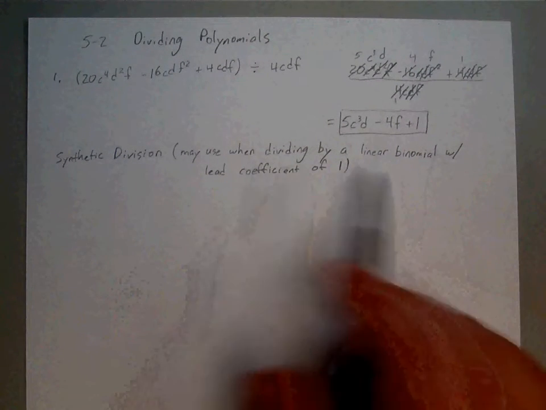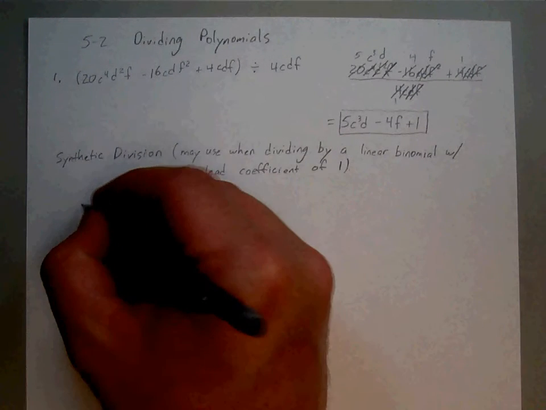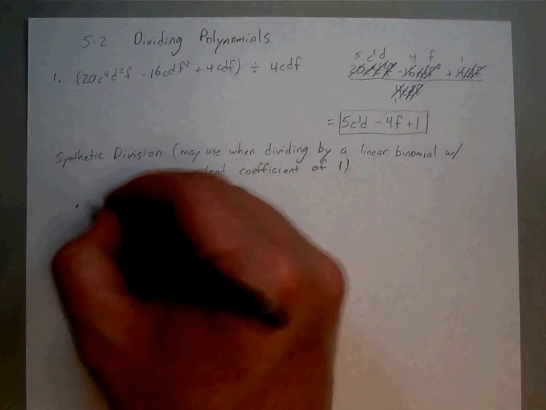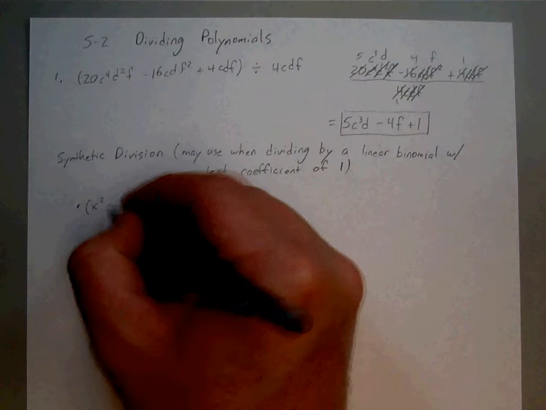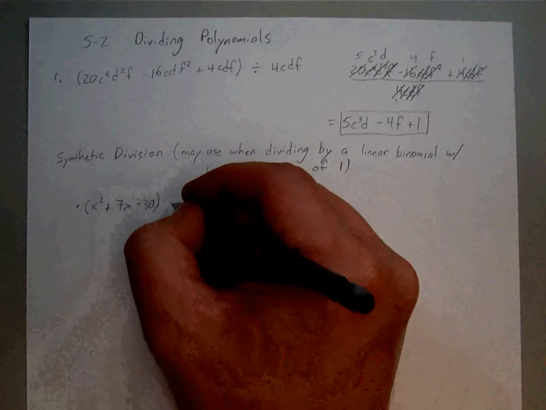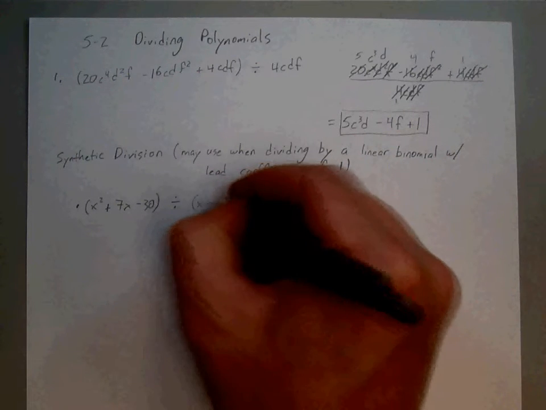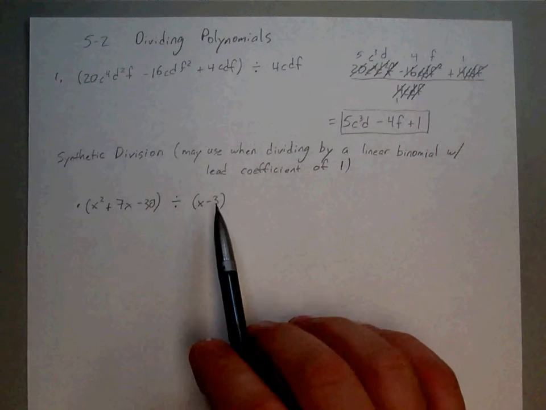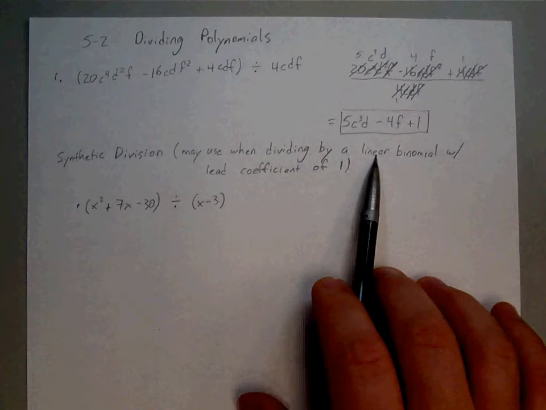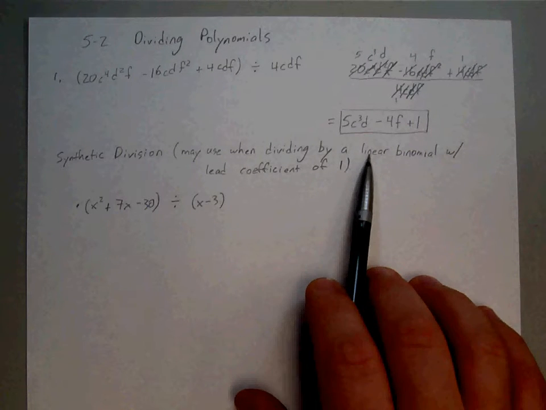So let's go ahead and take a look. This will hopefully make sense when we start seeing some of the problems. So we're going to first take x squared plus 7x minus 30. And we're going to divide it by x minus 3. So we're dividing by x minus 3. This is the part I was talking about in the parentheses up here. A linear binomial. Linear means it has an x. It's like y equals mx plus b type of thing. It has an x and maybe a constant.